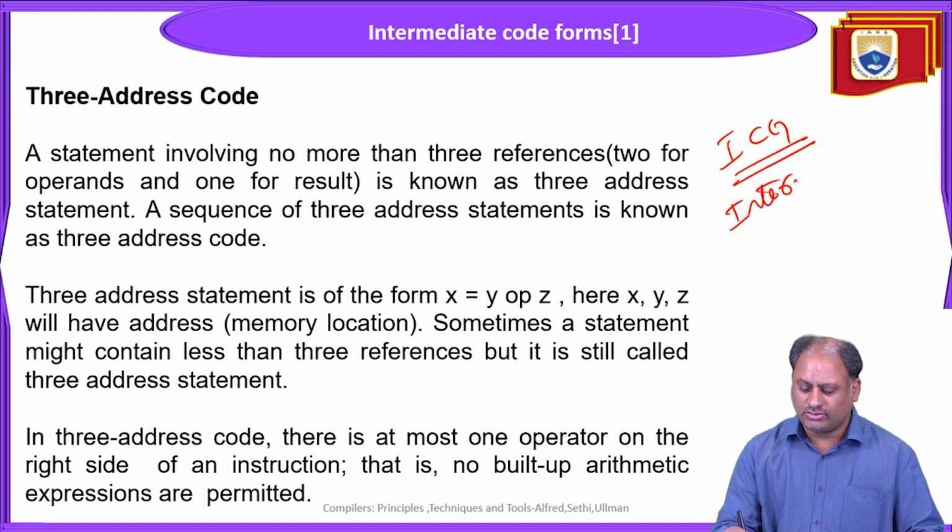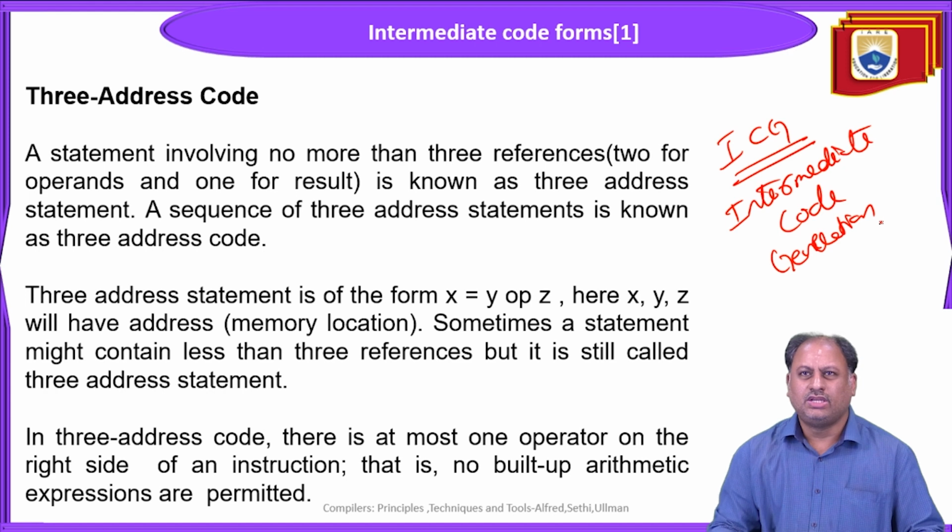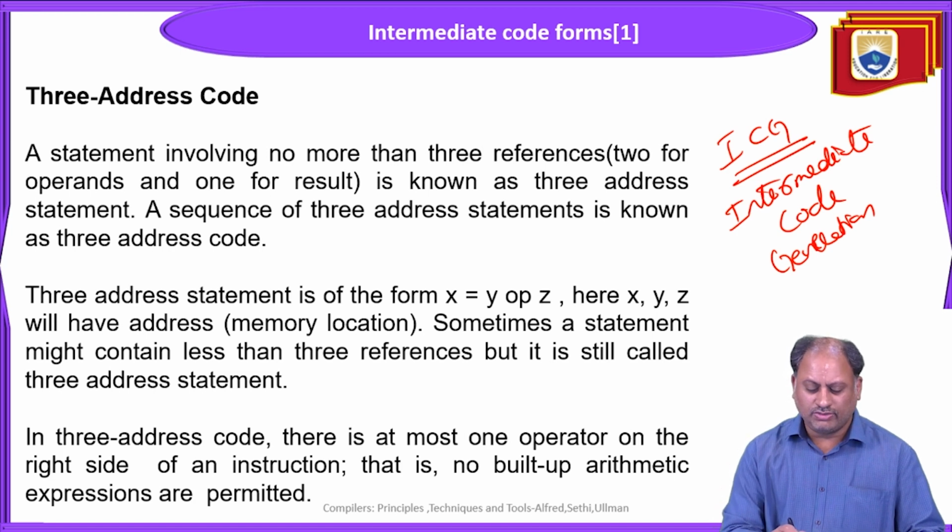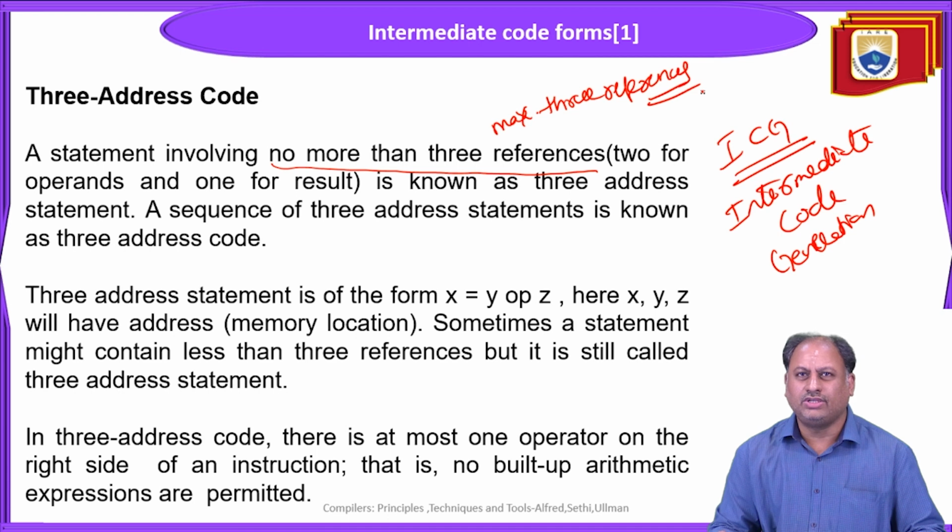This intermediate code generation mainly uses the code called three address code. This procedure contains some references, that is, operands and results. So how many references here? It contains a maximum of three references only. Not more than three references are allowed in the three address code representation.